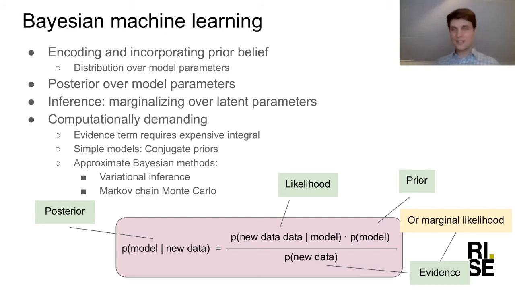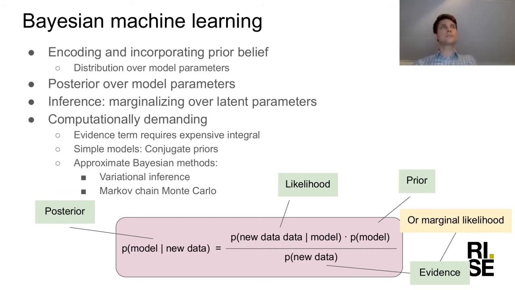So, a little bit of switching gears here, introducing Bayesian machine learning. In Bayesian machine learning, we encode and incorporate prior belief, and we do this as a distribution of models or model parameters. We're after the posterior over the model parameters. As you see in Bayes' rule at the bottom, which you have all seen many times, we have the posterior, which is the probability of the model given some new data. This is expressed with the likelihood, the prior, and the evidence term.